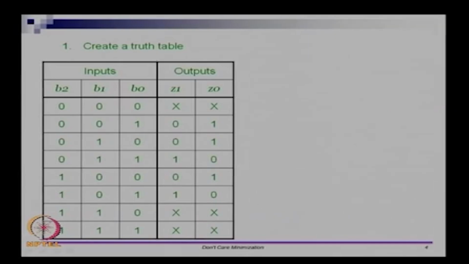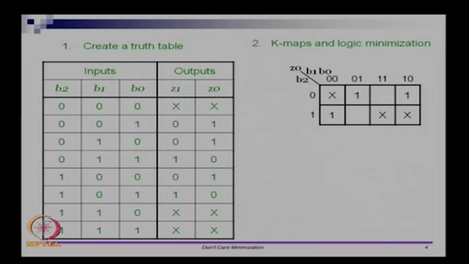Now, you want to minimize this. Let us see how to do the minimization. The first thing is there is nothing magical about these x's. You can do the same thing that you did for taking a truth table and entering it into a K map.